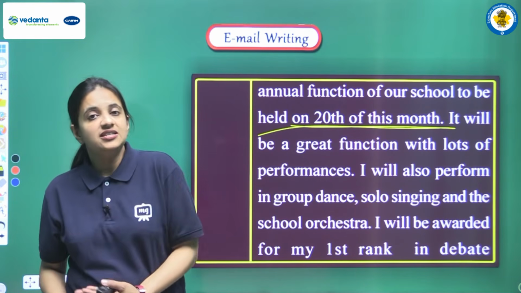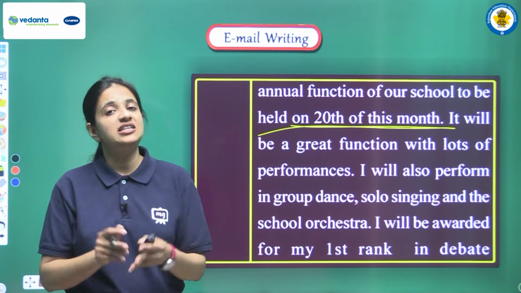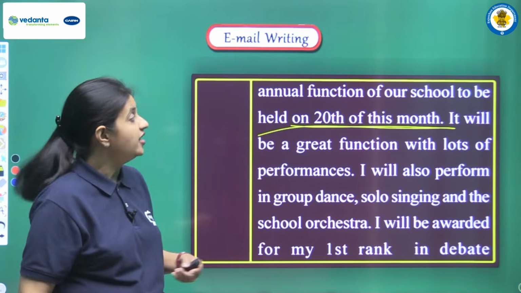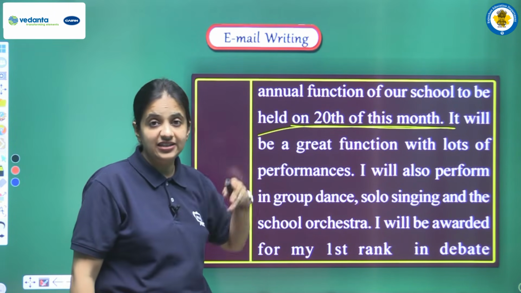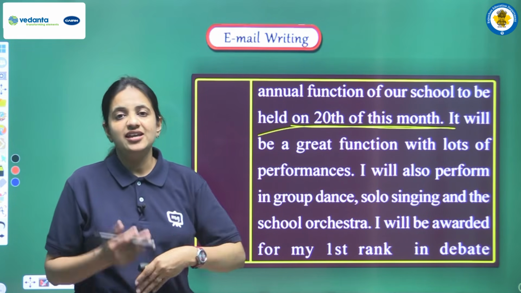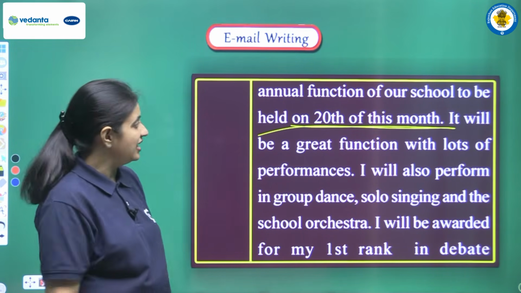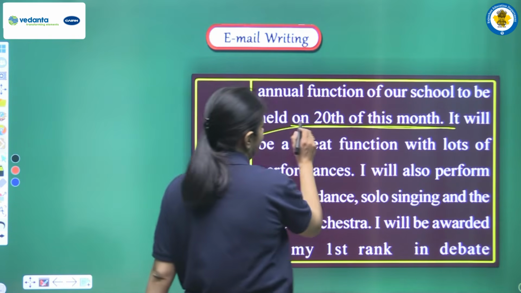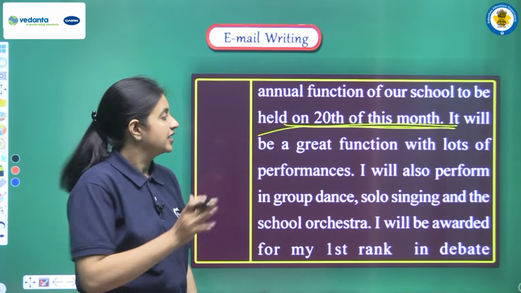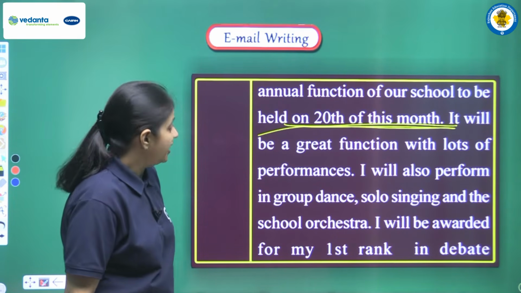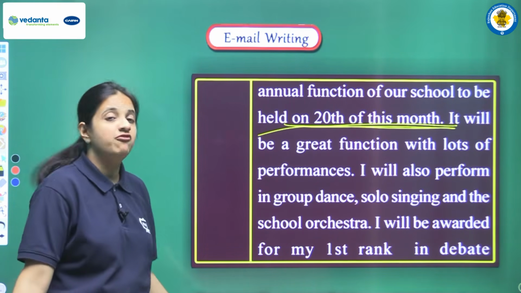So in the very first sentence we have told this thing that we just want to invite you. Why? To attend the annual function of our school. And next we are writing the date, that the annual function, when is it going to happen. So we are writing that the annual function to be held on 20th of this month. Clear? Next, it will be a great function with lots of performances.